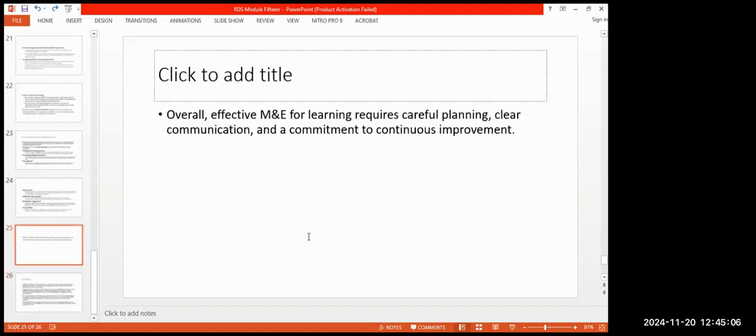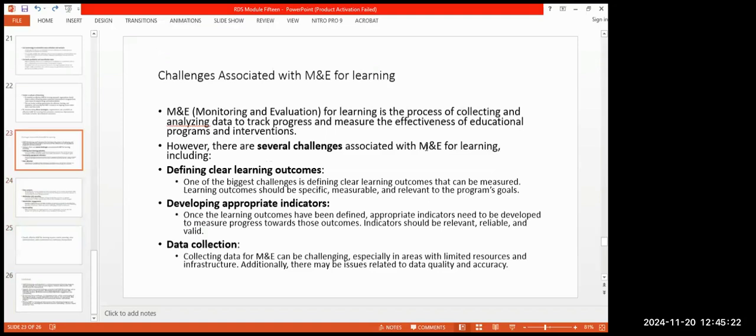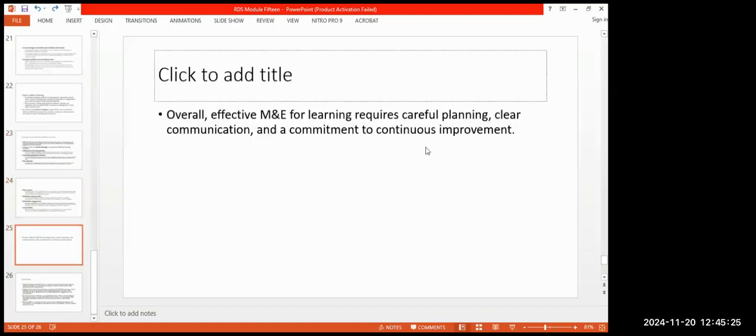Anyway, overall, effective M&E for learning requires careful planning, clear communication, and commitment to continuous improvement. For you to promote M&E for learning in your programs, you need careful planning. Start from the M&E framework. Have a clear communication within the team. Let the team understand this is important and they embrace it. And then commit to its continued improvement. Then you are good to go.